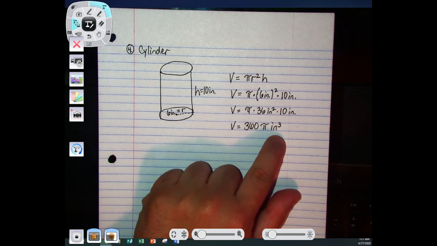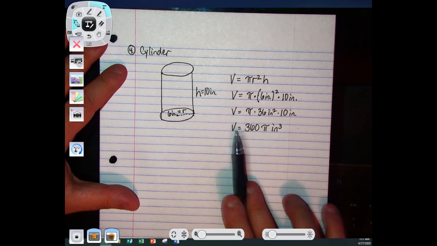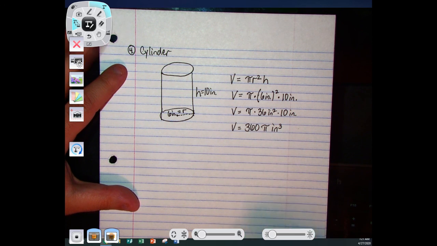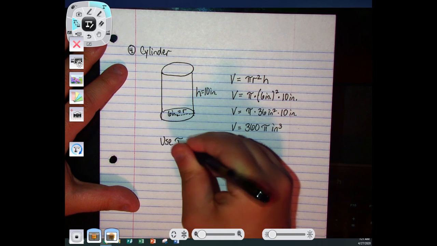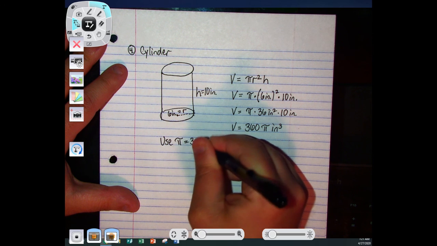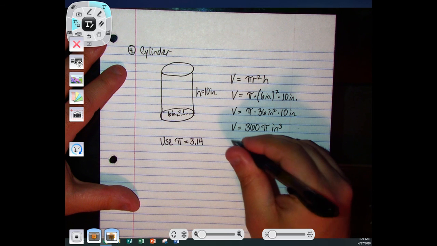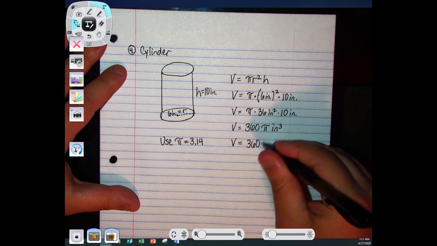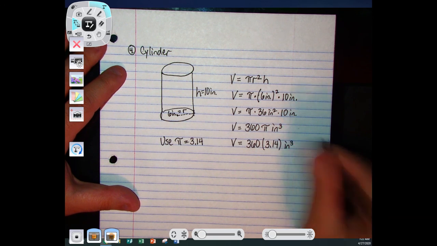Now, there are cases where they may say, write this in terms of pi. If the directions say that, you would stop here and write 360 pi. Otherwise, the directions might say, use pi equals 3.14. Then we would say volume equals 360 times 3.14, and that's cubic inches.